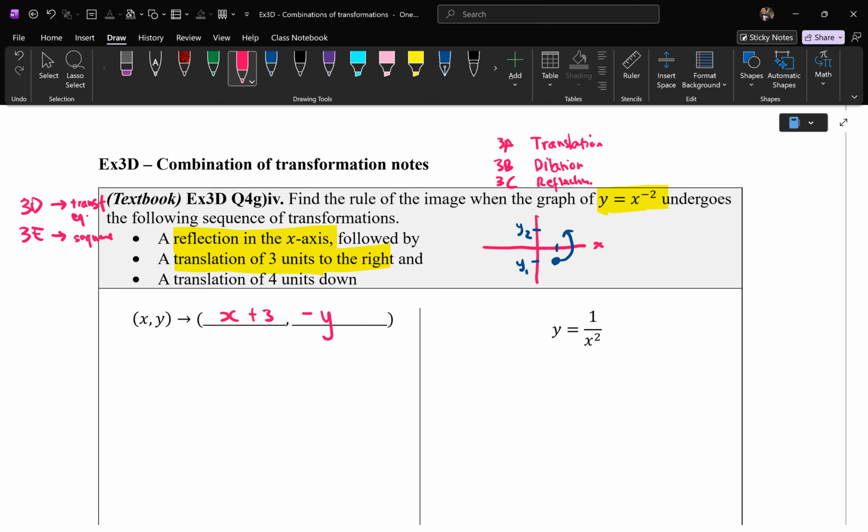Well done. And then lastly, we have translation of 4 units down. Krish.